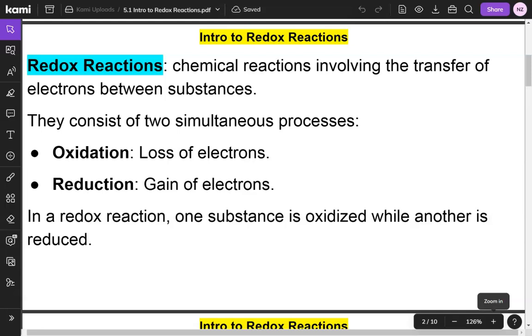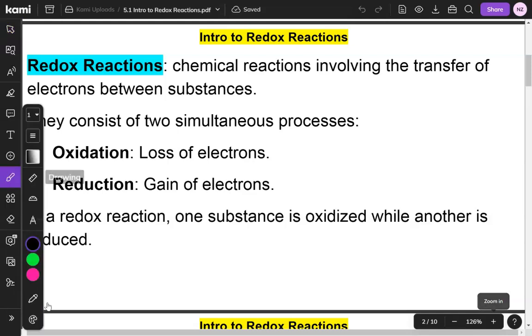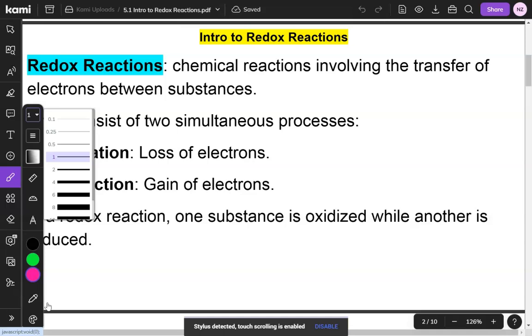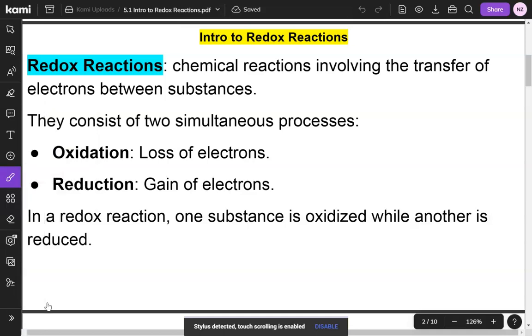And there's two processes that occur in a redox reaction. You have oxidation, which is a loss of electrons, and then you have reduction, which is a gain of electrons. And in a redox reaction, one substance will always be oxidized and another is being reduced. Now, you do need to know the difference between oxidation and reduction, but don't worry, I have a really easy way to help you remember.